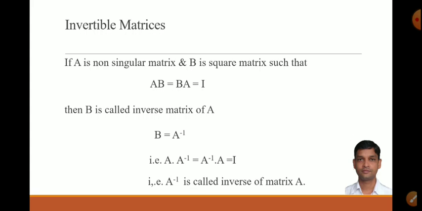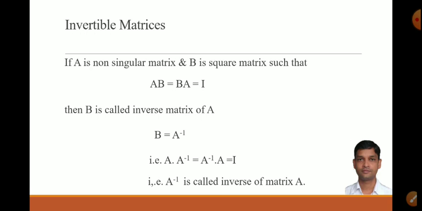Okay, then B is called the inverse matrix of A. That is, suppose you have a matrix A, then you have to find a matrix B such that their product is identity. Product means multiplication. So, to find the inverse of A, we have to find another matrix B such that their multiplication is identity. Now, B is denoted as A raised to minus 1, means A inverse.